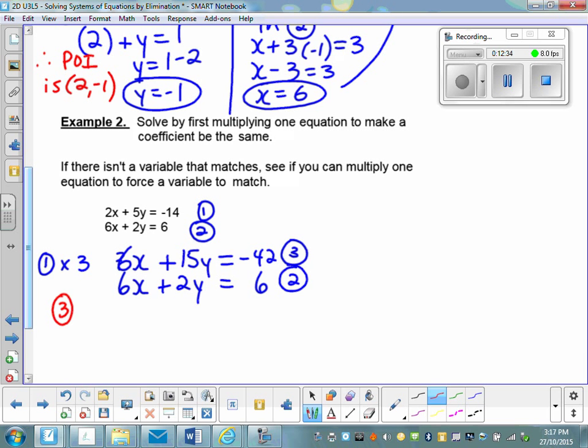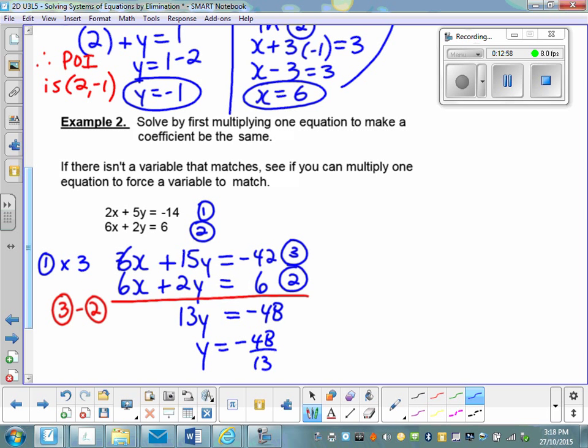In this case, we want to subtract these two equations, because 6x minus 6x eliminates the x's. 15 minus 2y is 13y, and minus 42 subtract 6 is going to be minus 48. So here we end up with a y value of -48 over 13, which isn't really a nice number to work with, but it's what we've got.